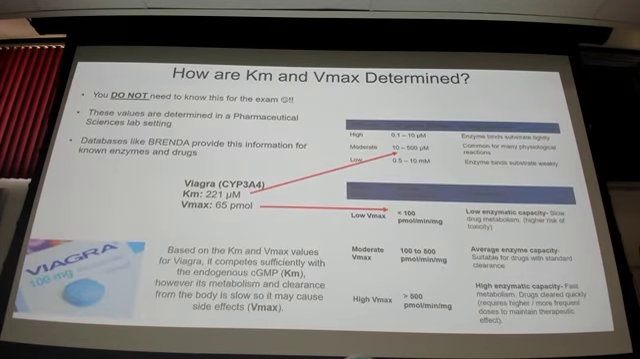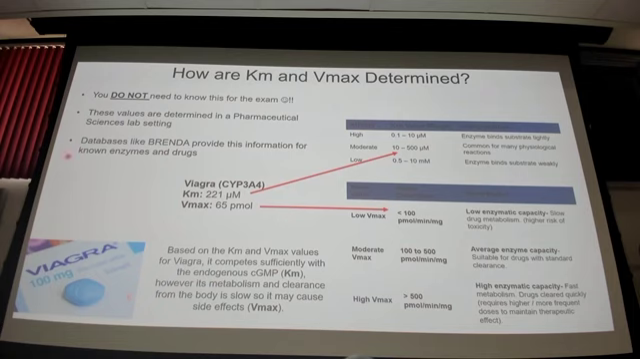This is not testable, but I just wanted to mention, as I believe I did, how are Km and Vmax determined? They are determined in a pharmaceutical setting. You guys don't have to worry about this. Databases already have these values predetermined for known drugs and enzymes.